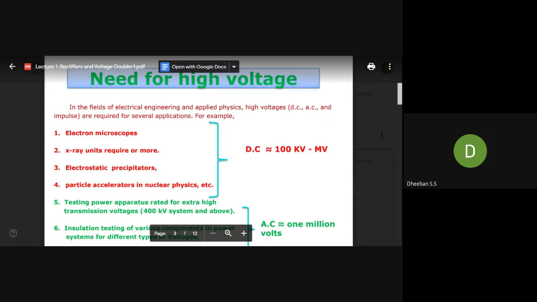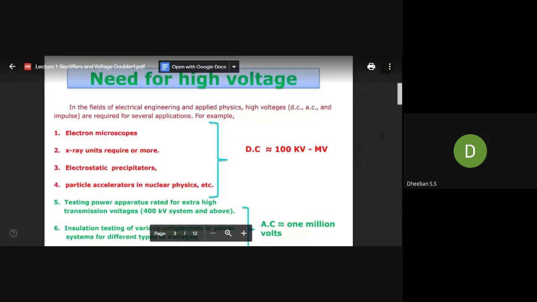The third is electrostatic precipitators in industries, mainly to separate carbon monoxide from the outgoing waste gases from the industry. At the chimney, they'll have these kinds of electrostatic precipitators.